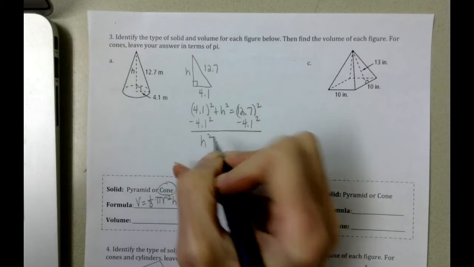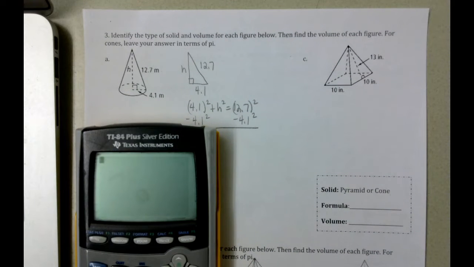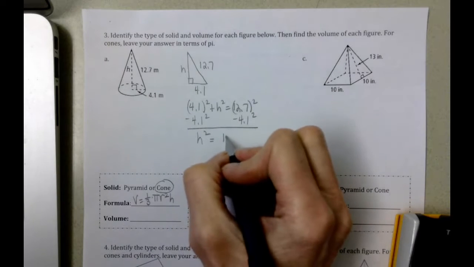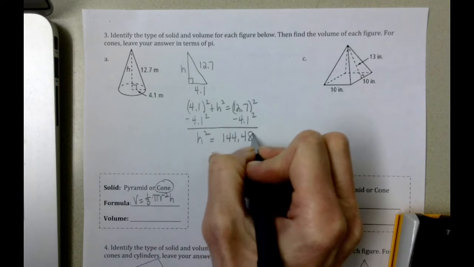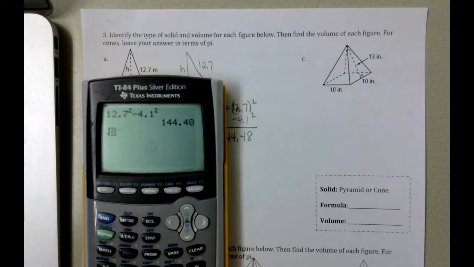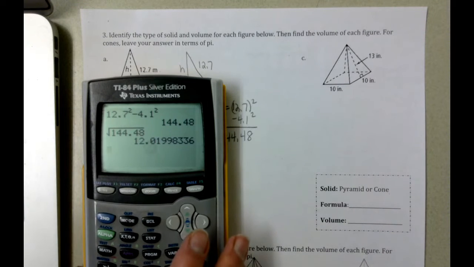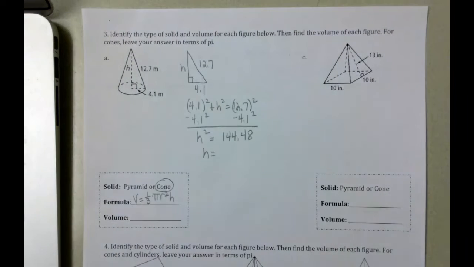The h squared equals, and then we can pull up the calculator. Again, I prefer decimals, but it is what it is. 12.7 squared minus 4.1 squared is 144.48. And then we need to take the square root of both sides to get that. So h equals the square root of 144.48, which is 12.01. And I guess I'm going to go 12.02 if I round to the nearest hundredth.